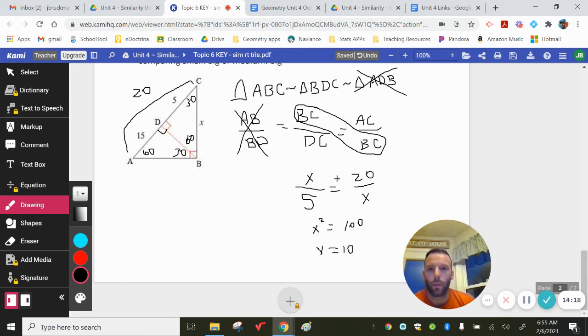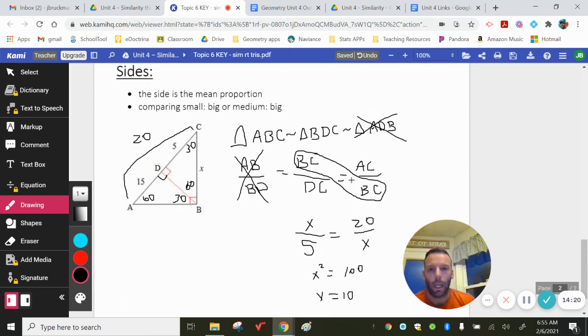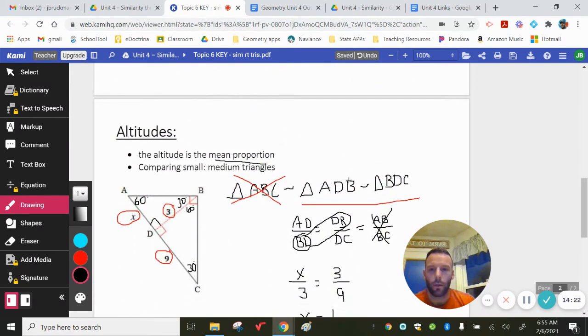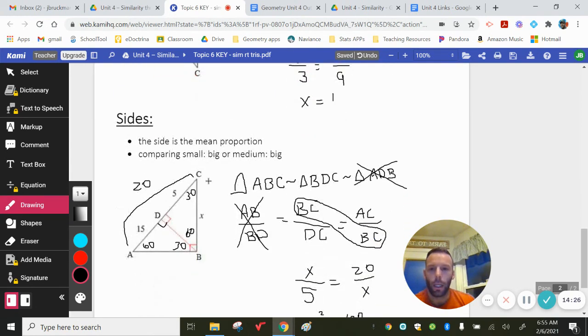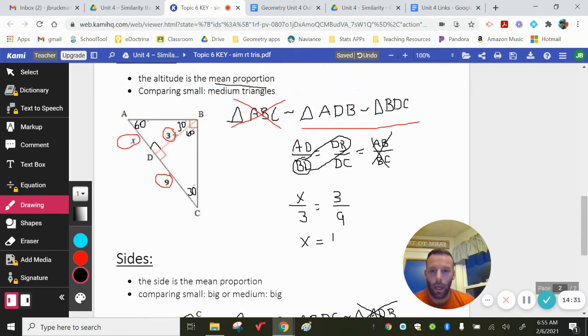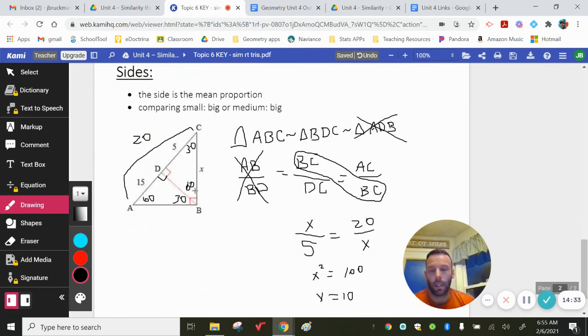And that's how we do similar right triangle proportions. It has to be one of these two cases where you're either comparing the small triangle and the medium triangle, or the big triangle with either the small or the medium. You're either using the altitude or you're not using the altitude. And that's going to give you some idea of which of the two triangles you should use.